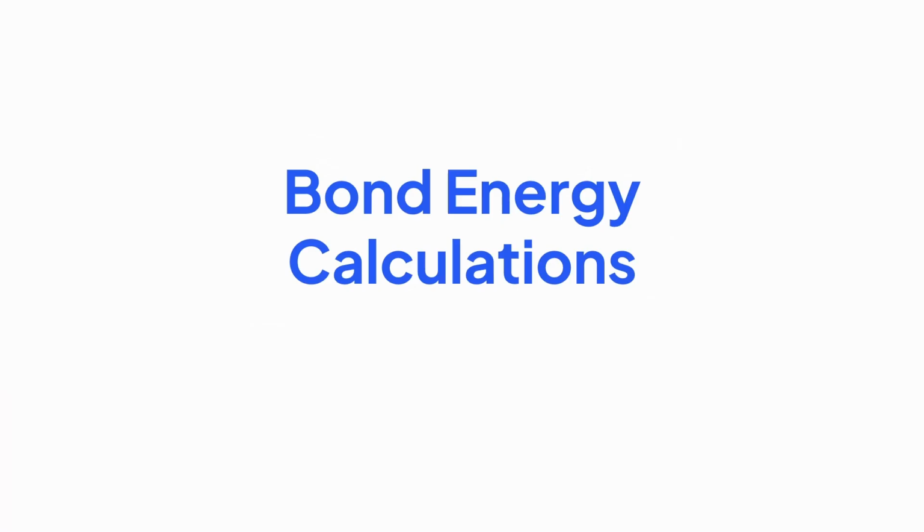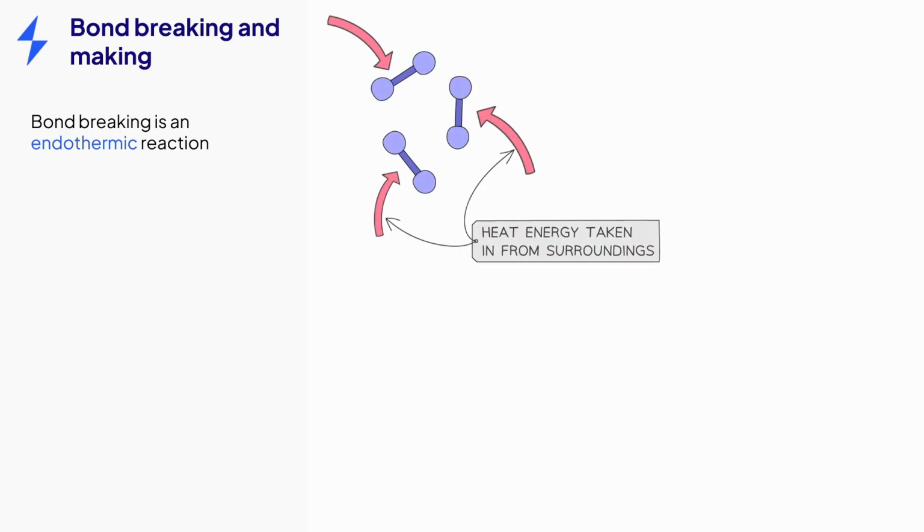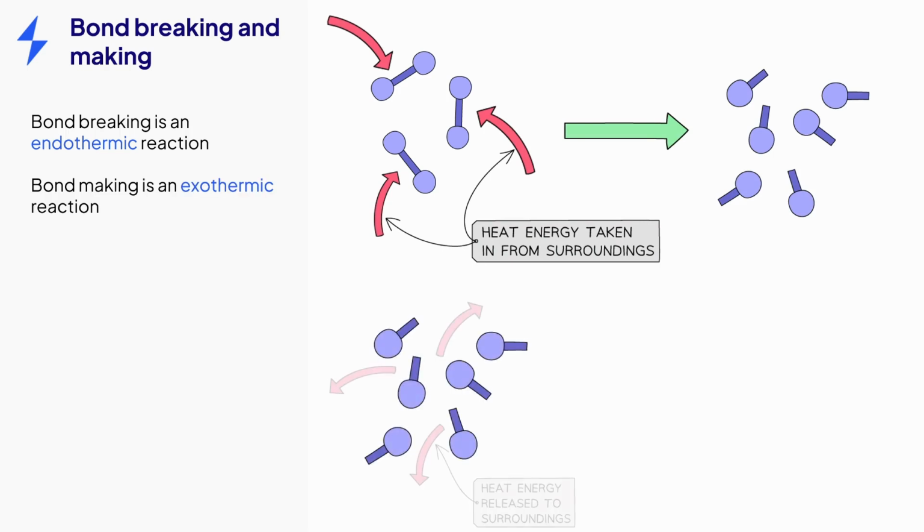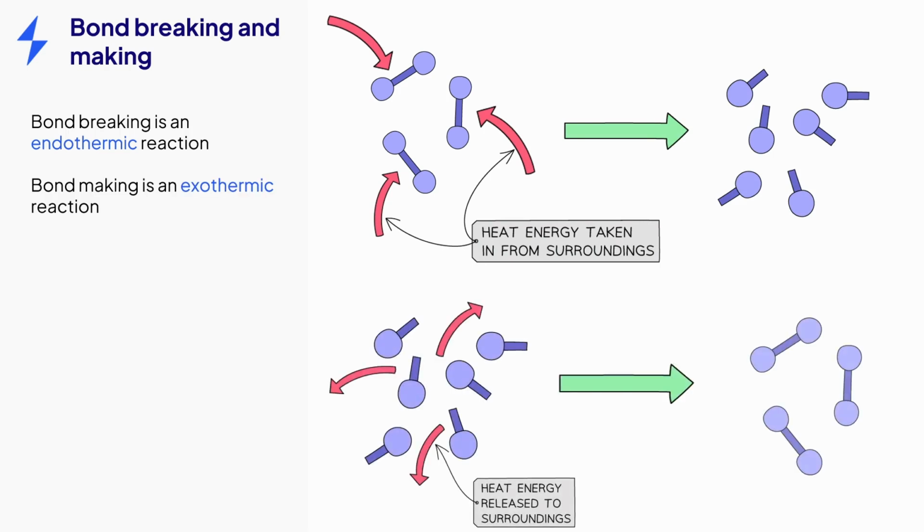In this video, we're going to look at bond energy calculations. During a chemical reaction, bonds between atoms in the reactants are broken and new bonds between atoms in the products are formed. Energy needs to be taken in to break bonds, so bond breaking is an endothermic process. Energy is released when new bonds are formed, so bond making is an exothermic process.